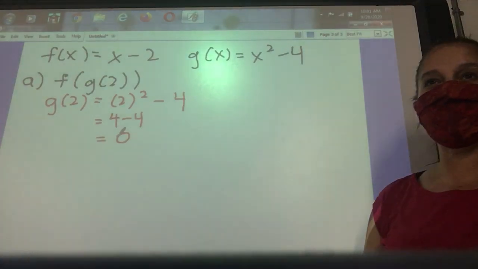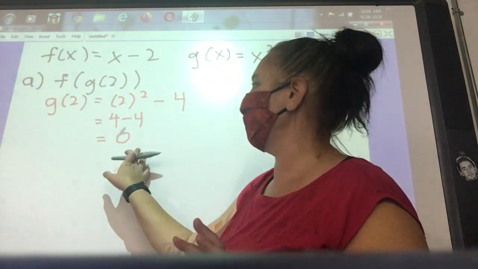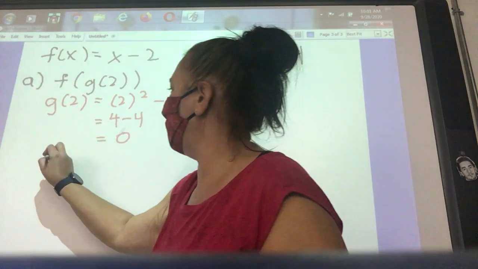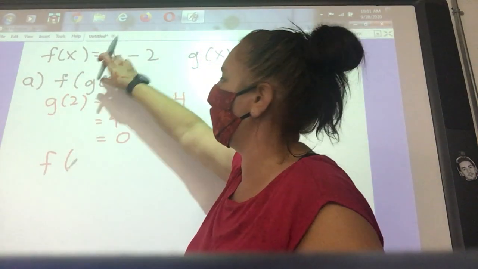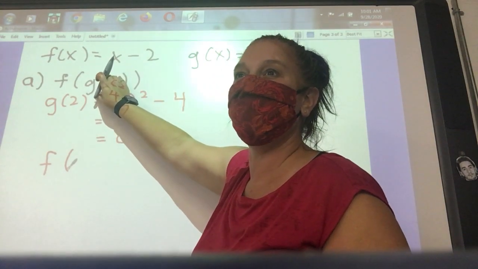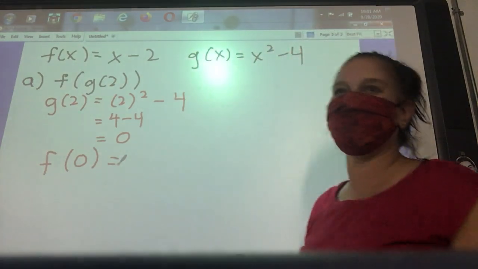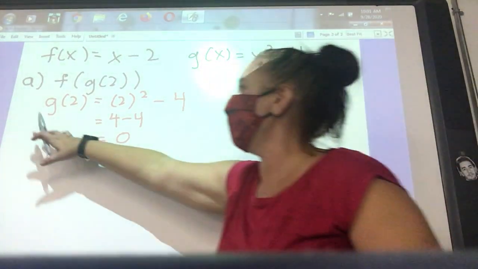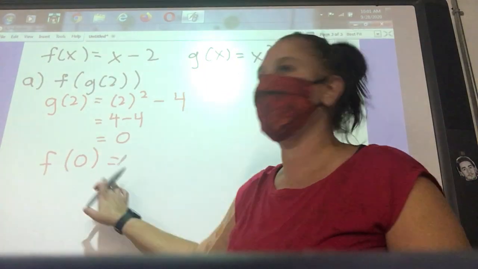Okay, but that's not the question asked. We solved for f of g of 2. G of 2 is 0. Now, the question asked for f of g of 2, but I just said that g of 2 is equal to 0. So here's part 2 of the question. So first you solve for g of 2. G of 2 was 0, so now I solve for f of 0.